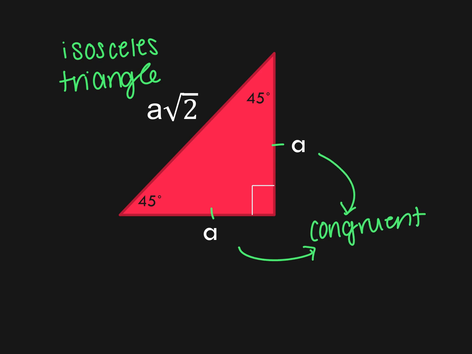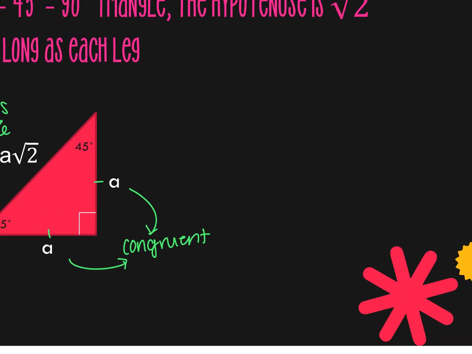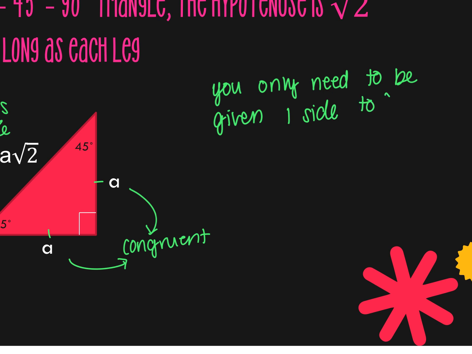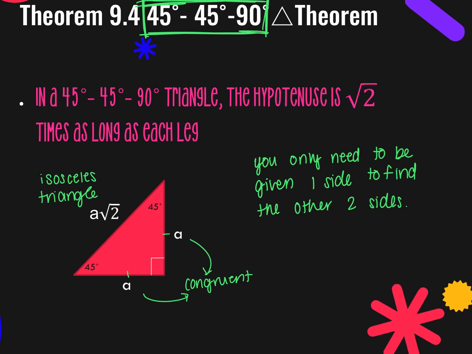If they're giving you segments that are congruent, they don't necessarily have to tell you it's a 45, 45, 90 triangle. Once you see that your sides are congruent, then you should automatically know. The second thing you need to know is that you only need to be given one side to find the other two sides.